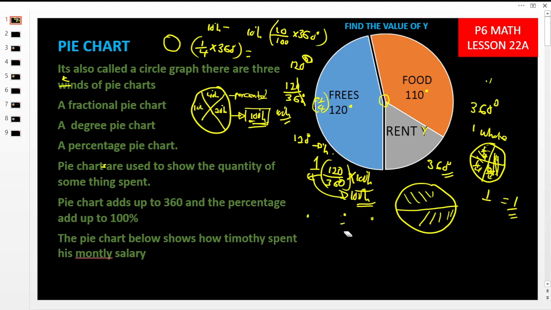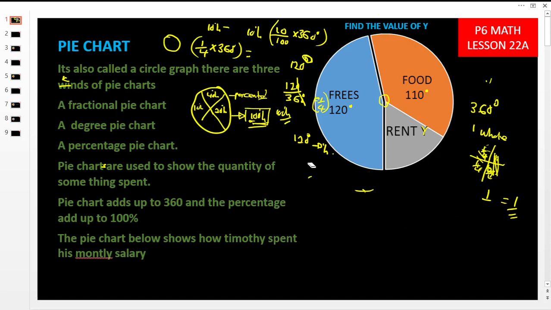Now let us start with this one. Let us find the value of y here. To get the value of y, you have to first identify which type of circle graph is being given. When you look at this circle graph here, it is a degree circle graph, meaning that it adds up to 360 degrees.